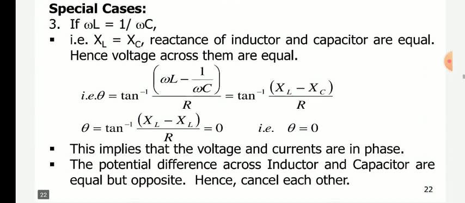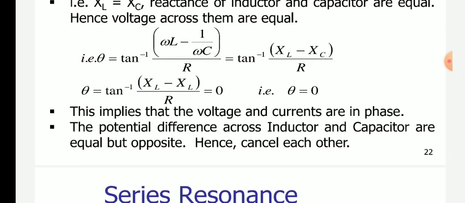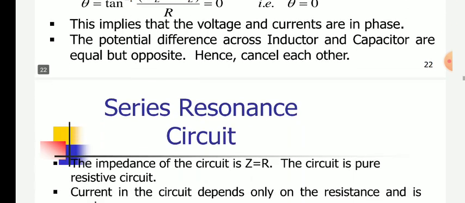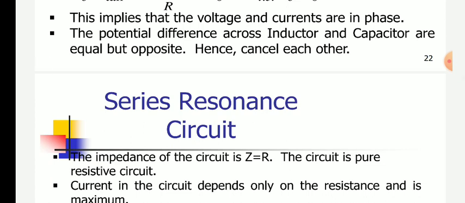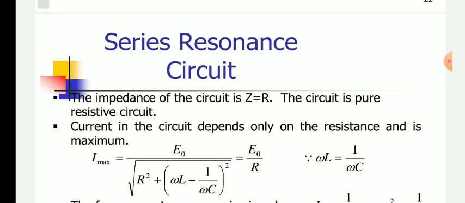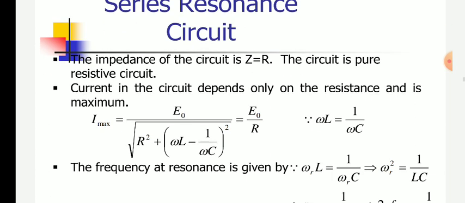This implies that the voltage and current are in phase. The potential differences across the inductor and capacitor are equal but opposite. Hence, they cancel each other. The impedance of the circuit, that is Z, is equal to R. The circuit is a pure resistive circuit. Then the current in the circuit depends only on the resistance and is maximum, and is given by E naught by R, because omega L is equal to 1 over omega C.